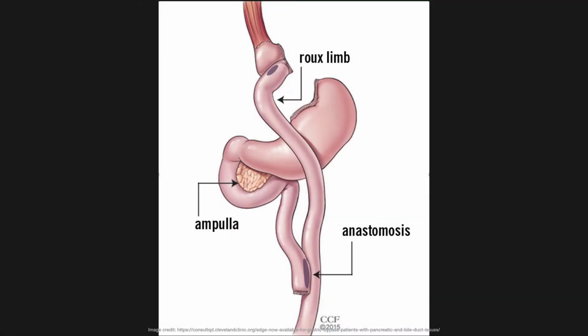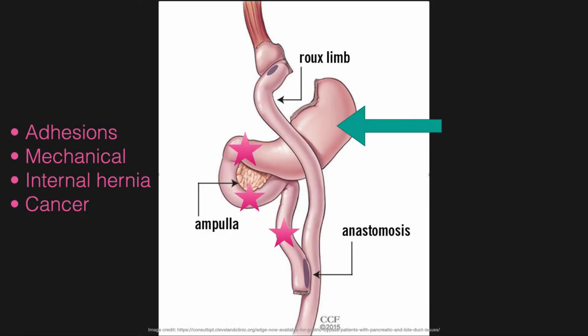It is often helpful for us in cases like this to draw out our understanding of the anatomy. Here we're talking about obstruction of the excluded stomach or the afferent limb, and it can occur at multiple points prior to the jejunostomy, including related to adhesive disease, mechanical causes, internal hernia, or even cancer.